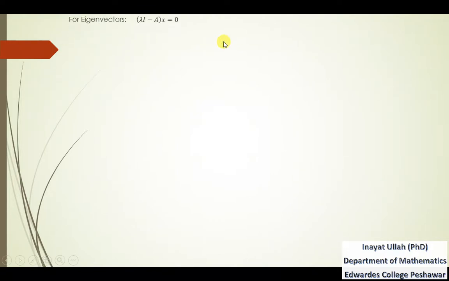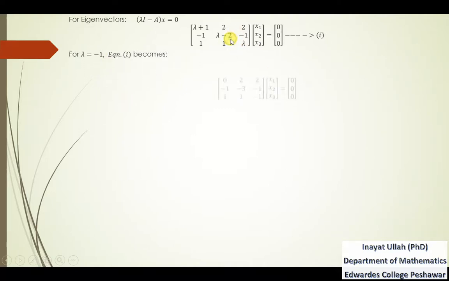For eigenvectors, we'll consider this equation, replacing lambda I minus A and replacing x, x1, x2, x3, because this is a 3 by 3 matrix, that's why we have taken x as a column vector having 3 components, is equal to 0. Now for lambda equal to minus 1, this equation will become minus 1 plus 1 is 0, minus 1 minus 2 is minus 3, and that is minus 1.